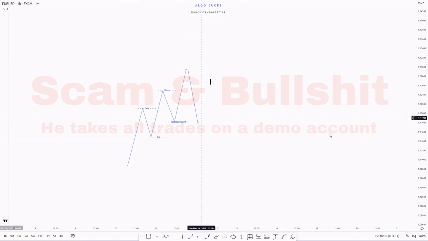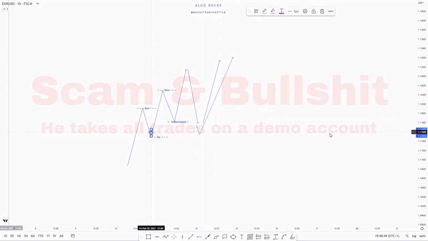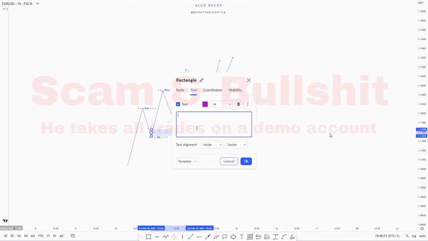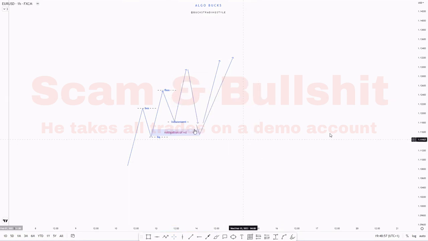Price can just reverse immediately after the low has been induced, reversing to the upside. Or price can come back down, coming deeper to mitigate our valid demand zone right here. So this is mitigation of valid demand. Price can do this, mitigate the valid demand, and after mitigation, for the algo cycle to be complete, we want to see price take out this high.